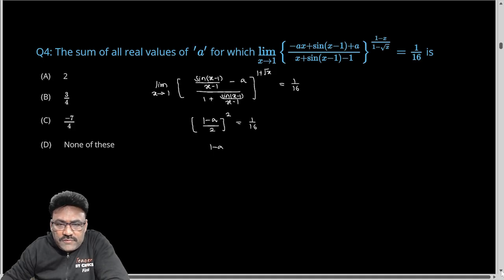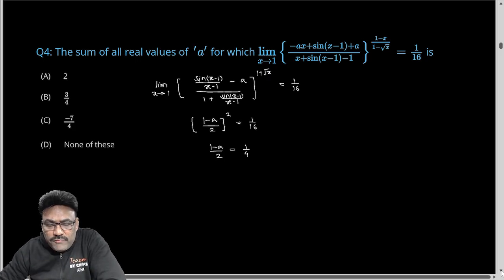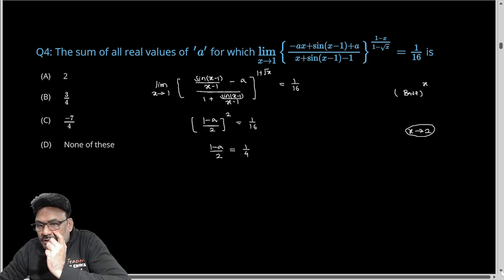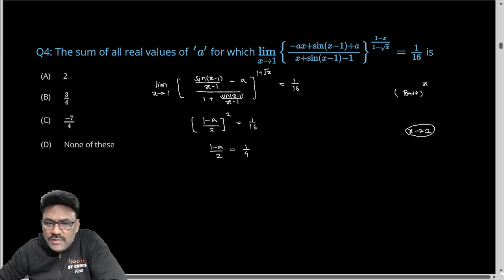So this gives you 1 minus a by 2 is equal to 1 by 4. Why are you not taking the negative value? Because when the base is a negative number and the power is not exactly 2, but approaching 2, the function will be defined only in the neighborhood of 2 when the base is positive. When the base is negative, you will get undefined values in the neighborhood of 2. So the base must be positive, and hence I am taking the positive value here.